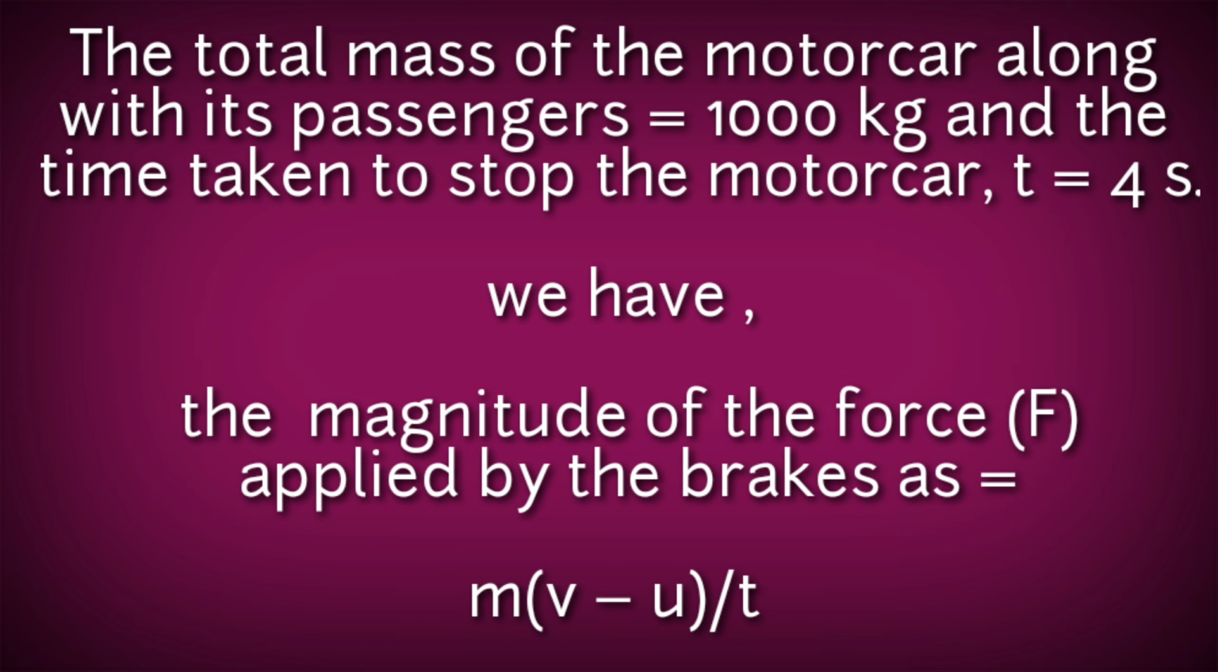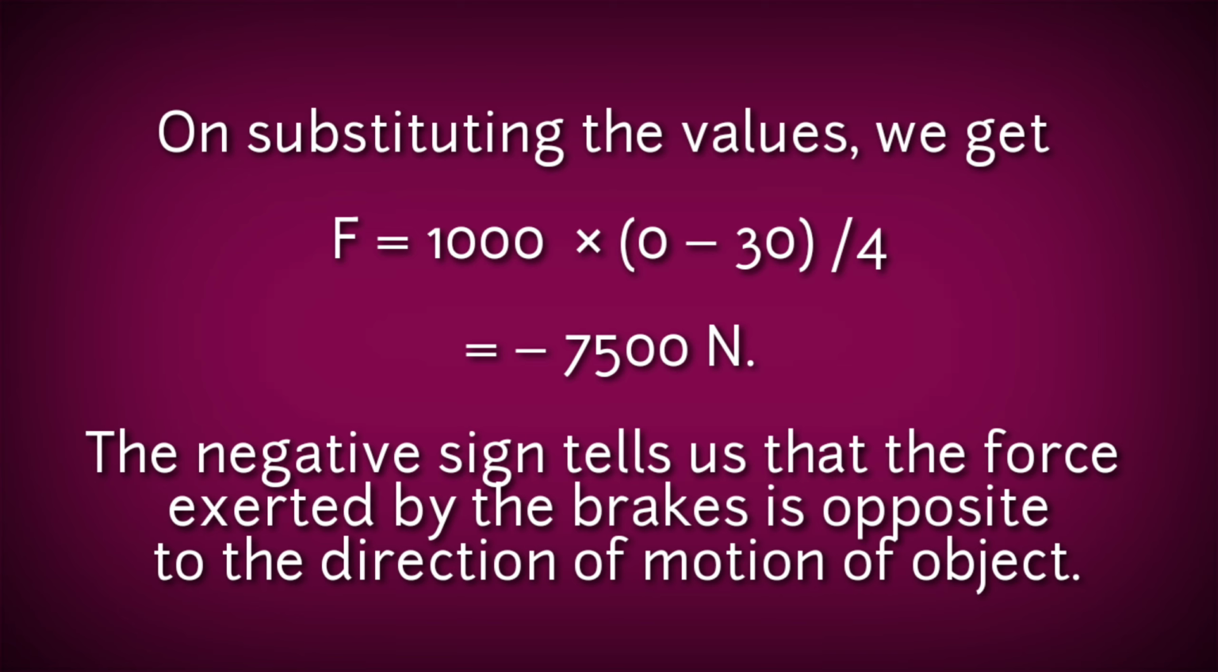So let us go through the answer. Force is nothing but mass into acceleration. But what is acceleration? V minus u upon t. Now substituting the value of mass, final velocity, initial velocity and time in the above equation, what we get is 1000 in the bracket (0 minus 30) upon 4. And simplifying this equation, what we get is force equals 7500 Newton with a negative sign.